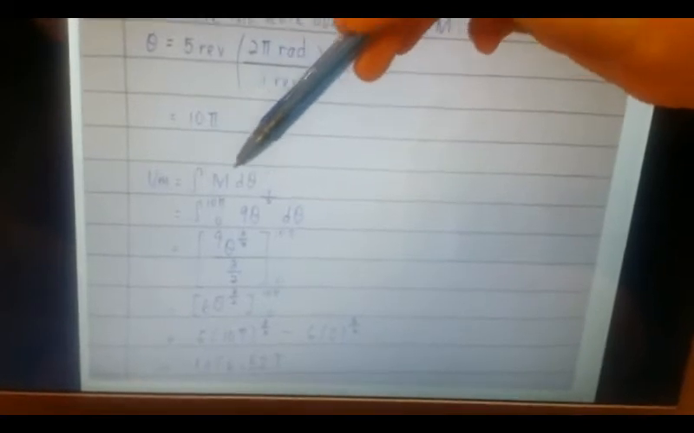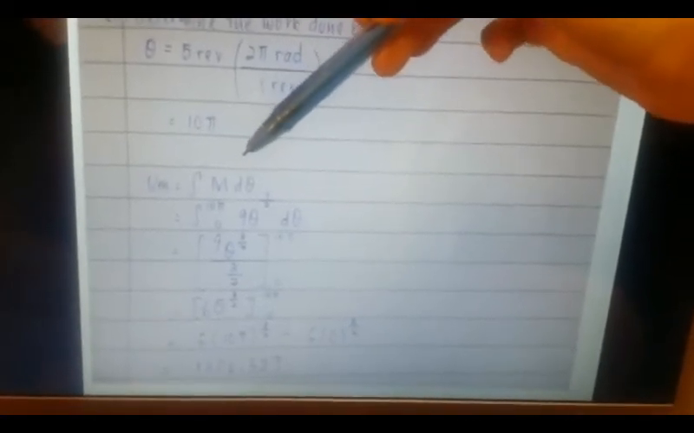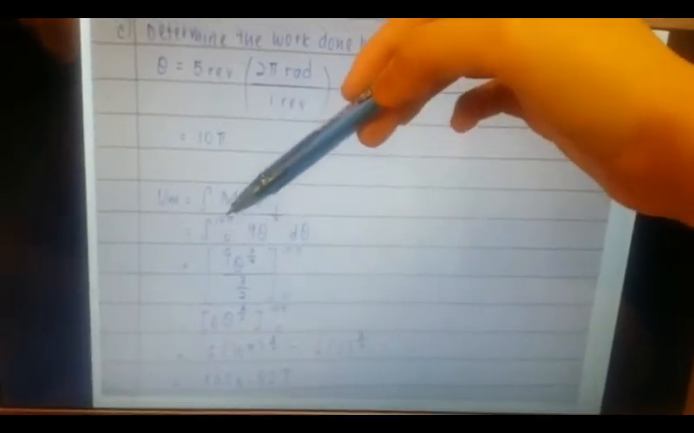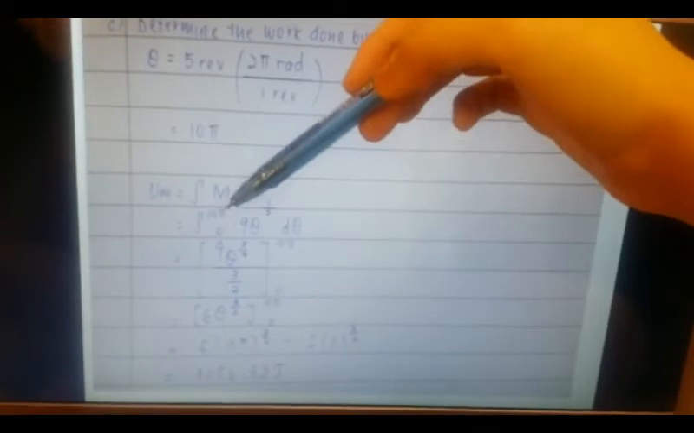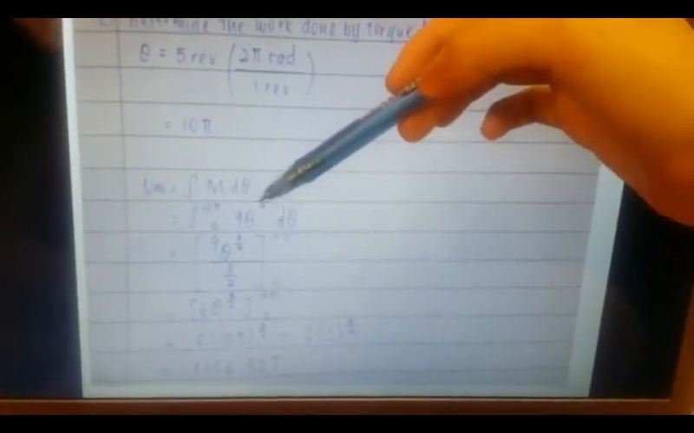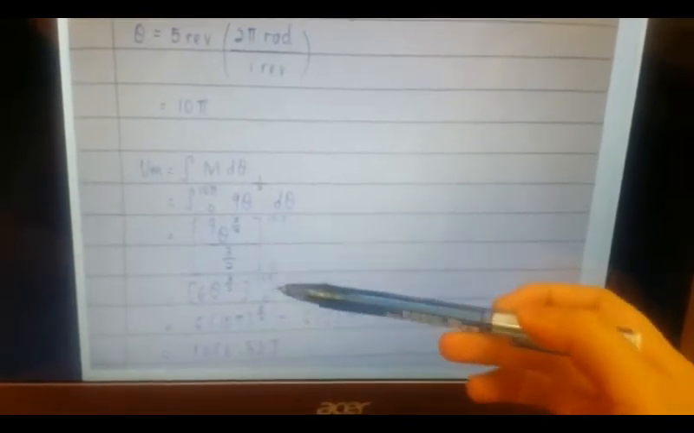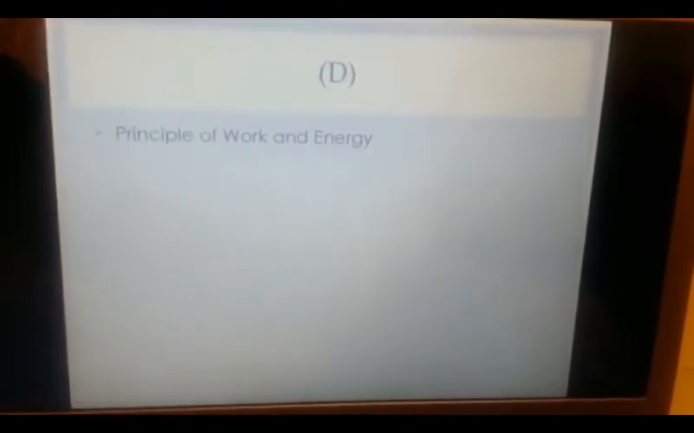For the work done calculation, we integrate the moment, and the range is 0 to 10 pi, since it starts from 0 angle. After that, we substitute the given value, which is 9 theta to the power of half. After further substitution and integration, we obtain the value of 1056.52 joules.